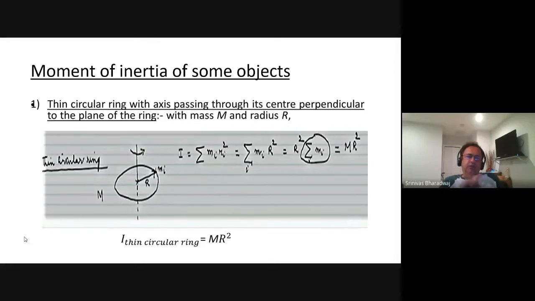If there is a thin circular ring and you had a vertical axis, then all the dm's are at an exact constant distance of r. Therefore, they will all have the same r square. The r square will be constant, so you can pull it out. The sigma of mi will become just m. So the moment of inertia of a thin circular ring is simply mr square, where m is the mass of the ring and r is the radius of the circle.